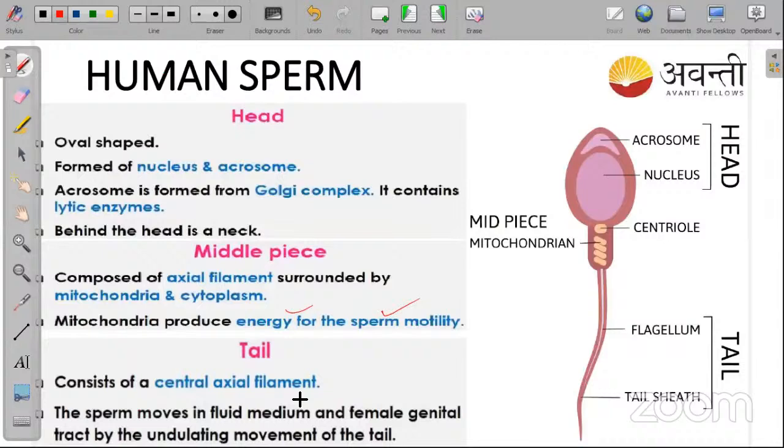Next is the tail region. In case of the tail, the central axial filament is present. Okay, so sperm move through the medium with the help of this tail. Okay, ठीक है, चलिए आगे बढ़ते हैं.